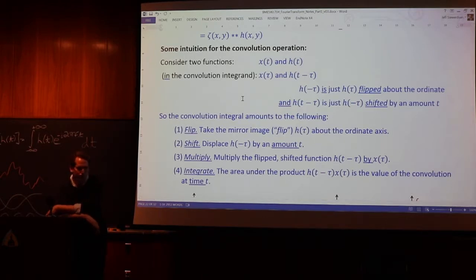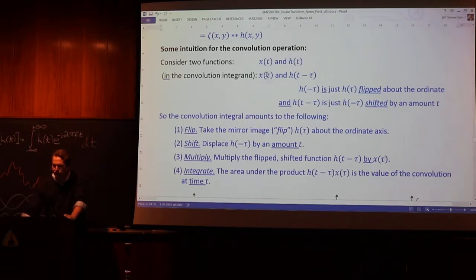Have you seen this before? If you have, we'll go faster. If you want to spend a little time on how to do convolutions in your head, we can do that too. What do you think? Who wants to develop a little bit more intuition for the convolution? Yeah, okay, good. Then we will.